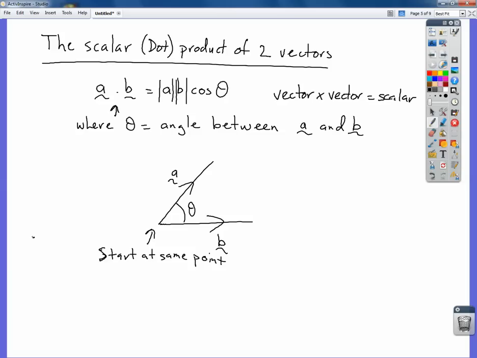Now, the rule here: A dot B equals the magnitude of A times the magnitude of B times the cosine of theta, where theta is the angle between A and B. So have a look at my picture here. Here's vector A, here's vector B. Theta is the angle between vector A and vector B. Notice they have to start at the same point to work out that angle. So you can move the vectors around in space to get that to happen.